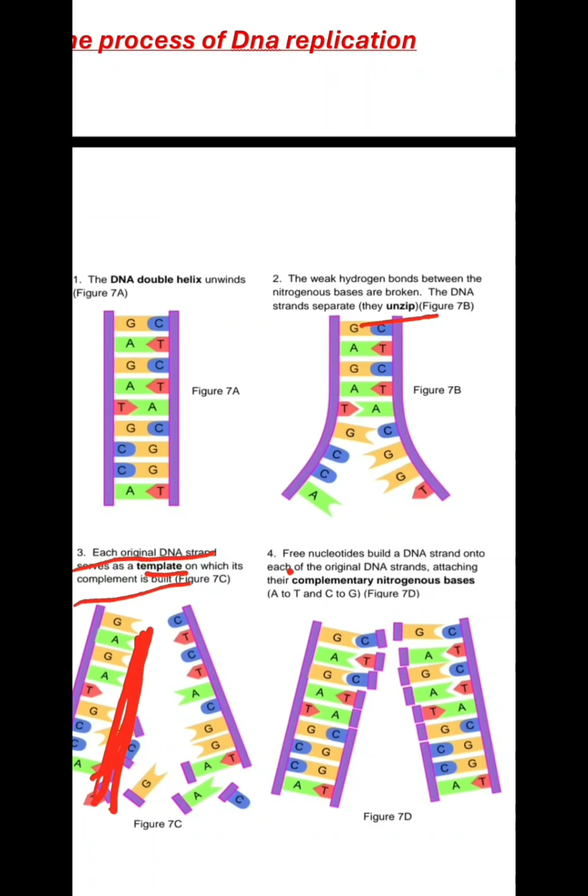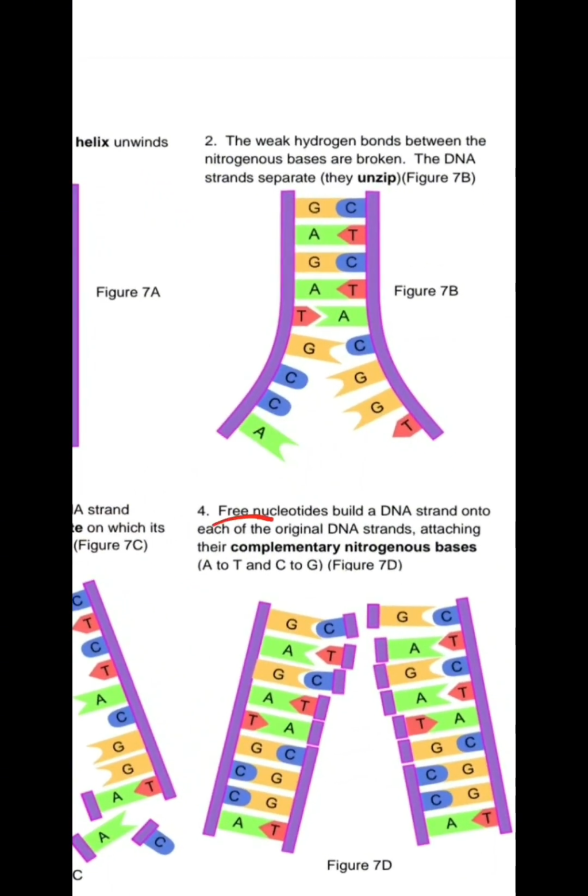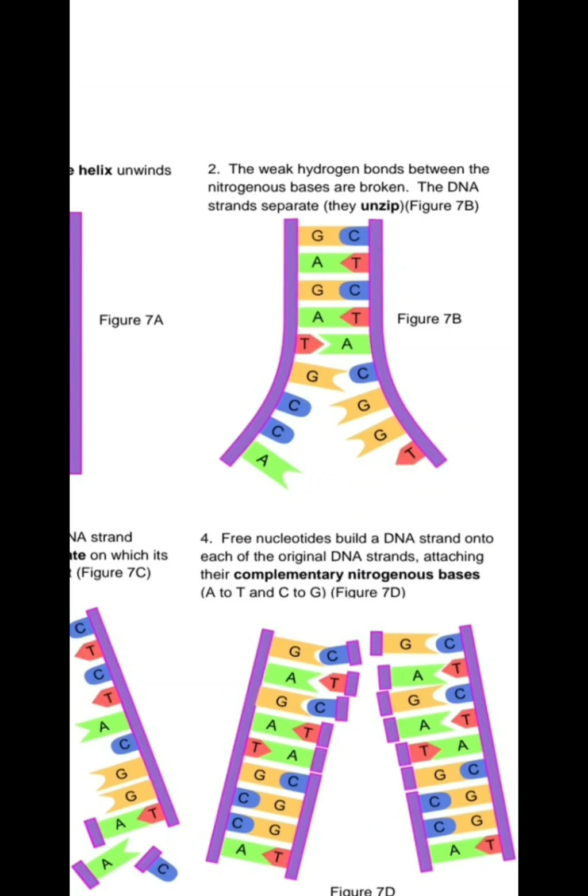Then the free nucleotides build a DNA strand onto each of the original DNA strands, attaching their complementary bases. Which means adenine will go to thymine and cytosine will go to guanine. That is basically what's happening here.